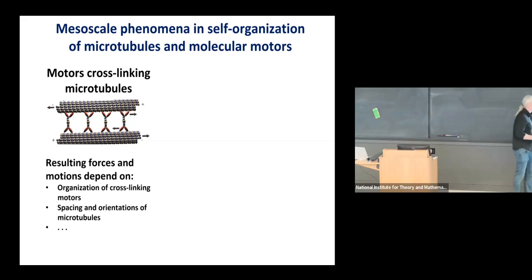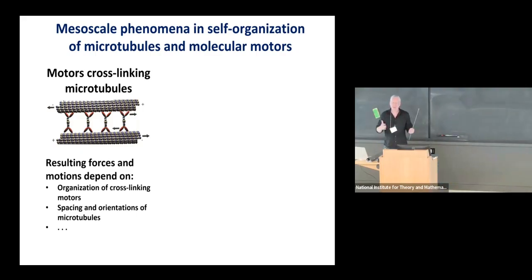And we just don't know those details. So just as one example, if you have a bundle of microtubules cross-linked by molecular motors, we always think that the motors are really all between the microtubules. But is that true? They could be on the outside of the bundle.